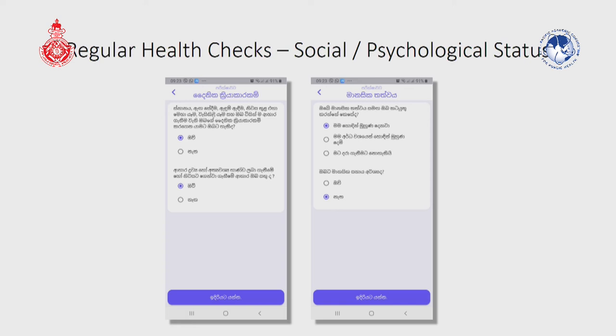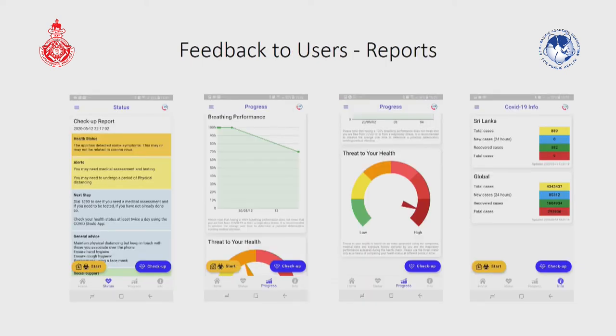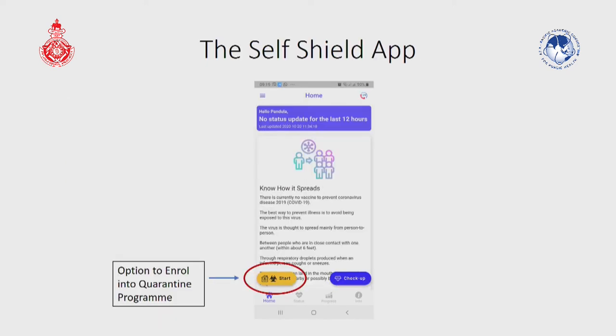And I've put the local language content here deliberately because the system is customizable to any of the local languages wherever it's deployed. That has been one of the advantages, especially when it comes to the psychosocial status. Then, through a system of dashboards, the user can get feedback, and that can be used individually. The system can also be used by health systems to monitor their self-isolation and quarantine programs.